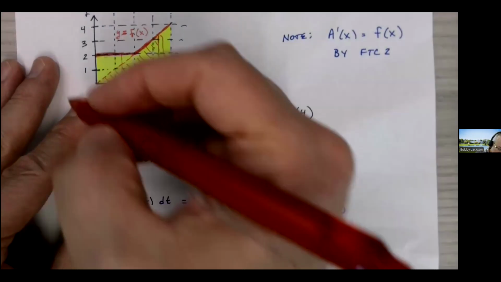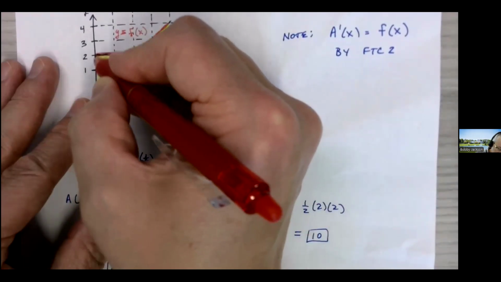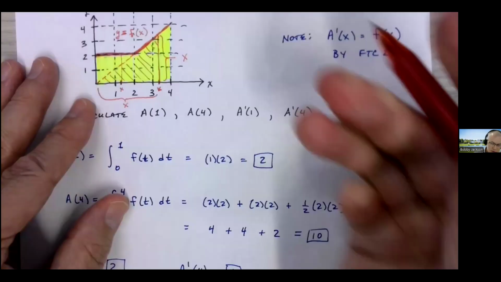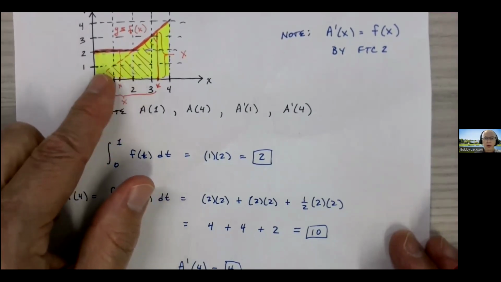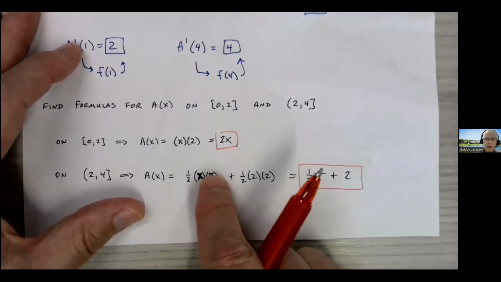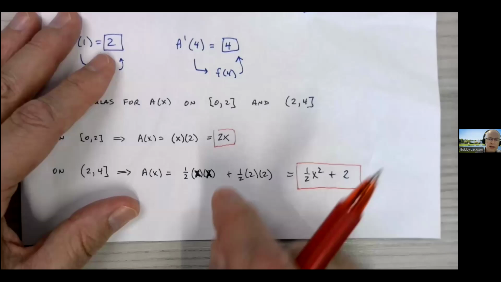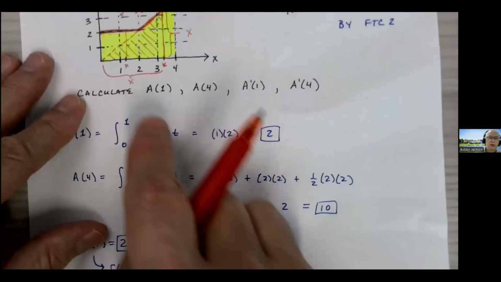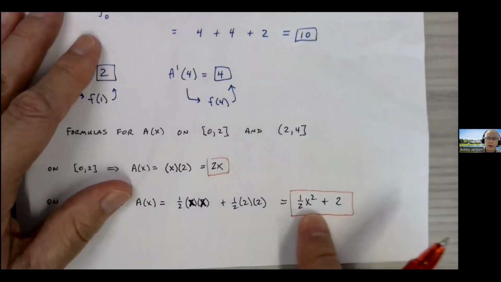But that's not all the area. We also have this triangle here, which has a height of 2 and a base of 2. So 1/2 times 2 times 2 gives me 2. And so the total area would be 1/2 x squared plus 2. And that's what I have down here. So 1/2 x times x, that was that bigger triangle that I drew, and then 1/2 times 2 times 2, that's this leftover triangle. And so I get 1/2 x squared plus 2.